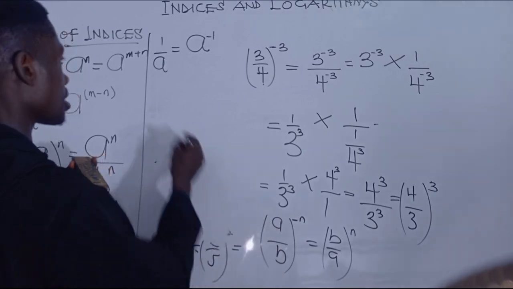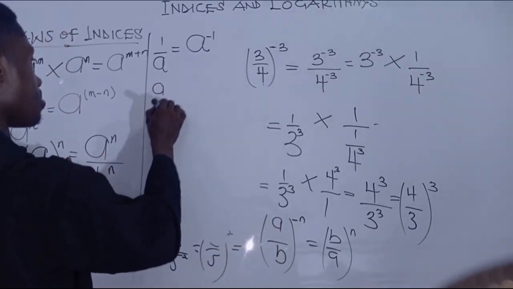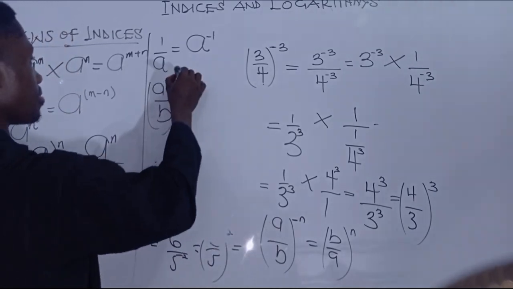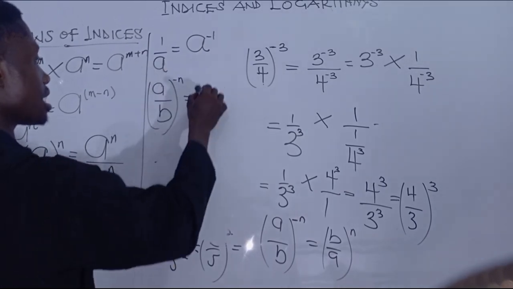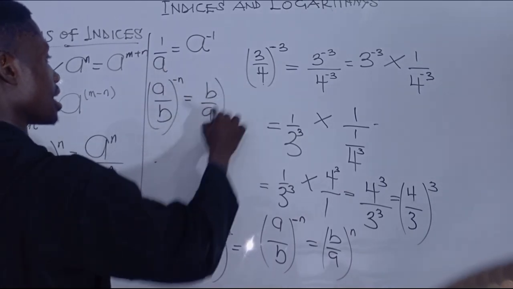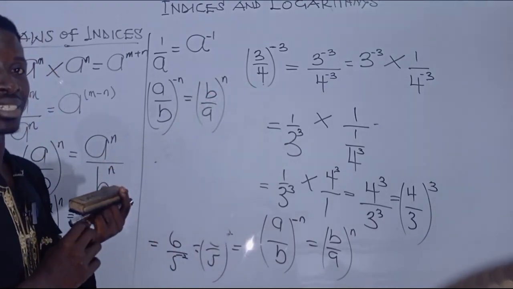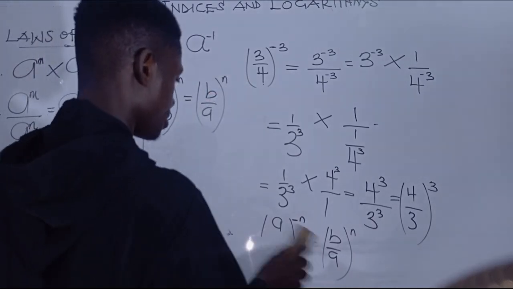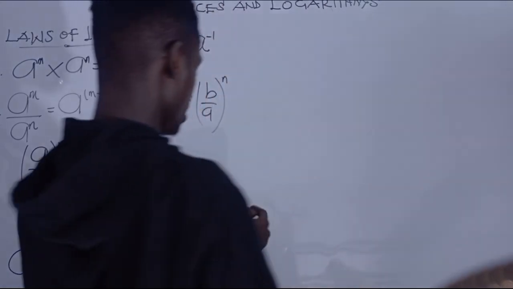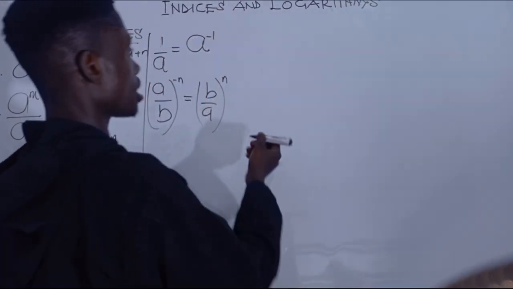So we have (a over b) all raised to the power negative n, which is the same as reciprocating it: b over a, and then the negative index will change to what? A positive index. Now let's look at the last one.